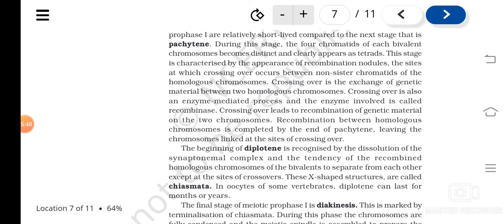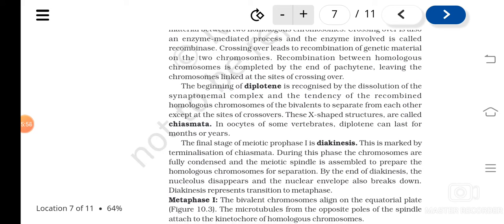In diplotene you can see the sites where crossing over physically happened. There are some X-shaped structures that are known as chiasmata. Okay, and then next is what? The diakinesis. In this you can see terminalization of chiasmata. So these are the major events of prophase 1. And I told you it's a long process.